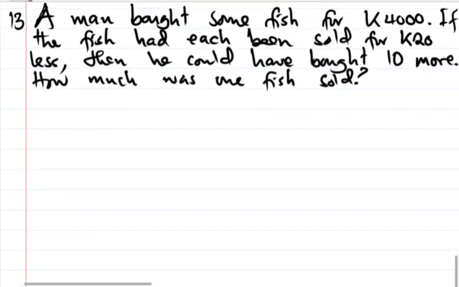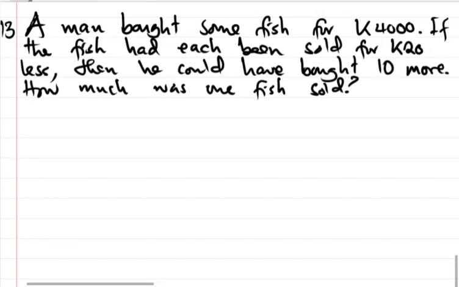So let's now finish with this problem here. Question number 13. It was also awarded 7 marks. The question reads, a man bought some fish for 4,000 dollars. If the fish had each been sold at 20 kwacha less, then he could have bought 10 fish more. How much was one fish sold? This one is so simple. Solution.